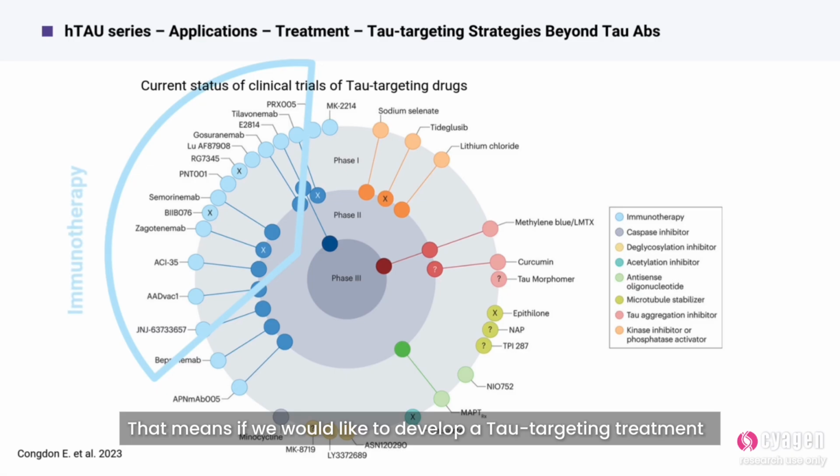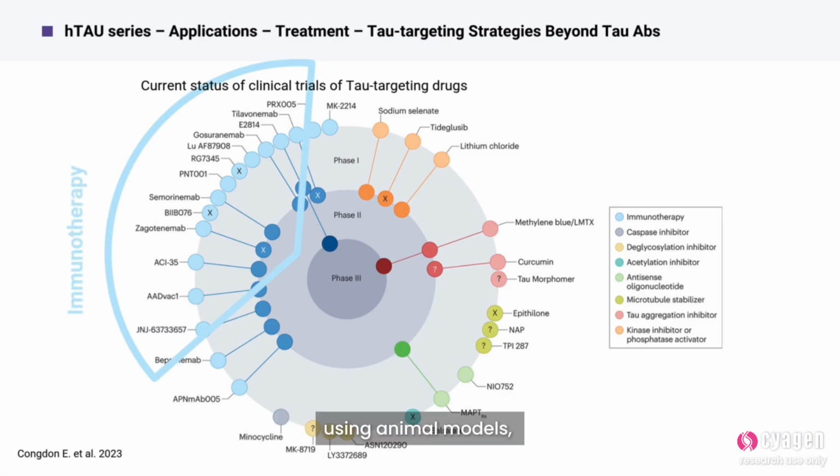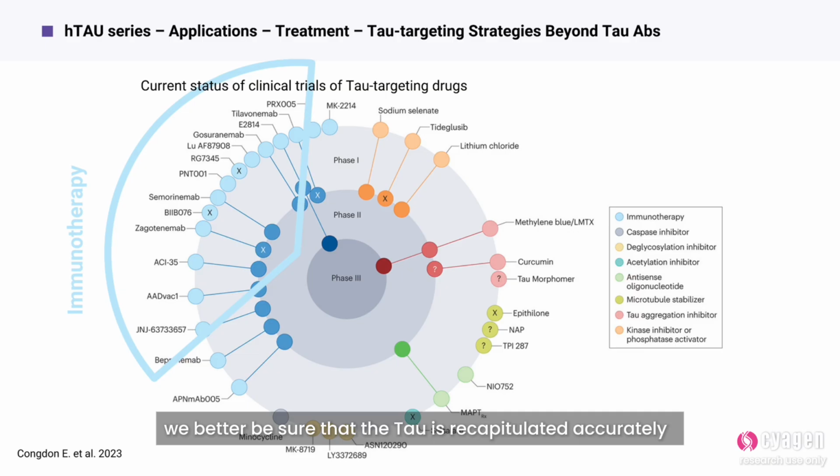So this time we have this model, where the full human Tau sequence is working happily in mice, showing us a good Tau pathology and recapitulating the human disease, not just AD, but all Tau-related disease. That means if we would like to develop a Tau targeting treatment using animal models, we better be sure that Tau is recapitulated accurately in these animal models, which is ours. Oh wow, great.